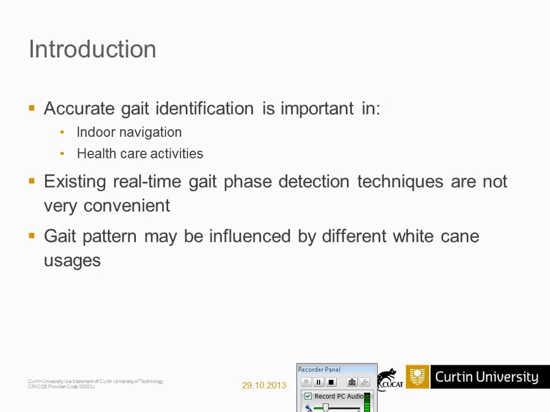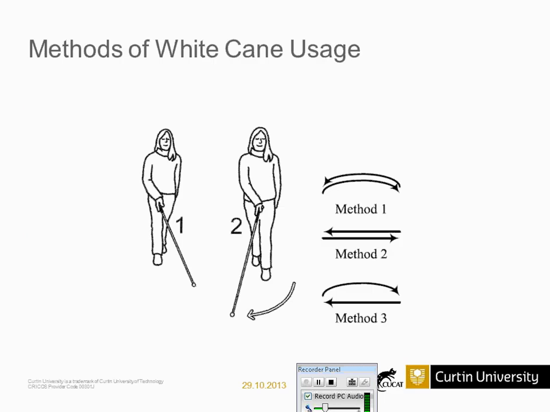Then the gait pattern. Another thing that we are considering is the gait pattern, and it may be different from a general, non-vision impaired user to a vision impaired user, and with different types of cane usages as well.